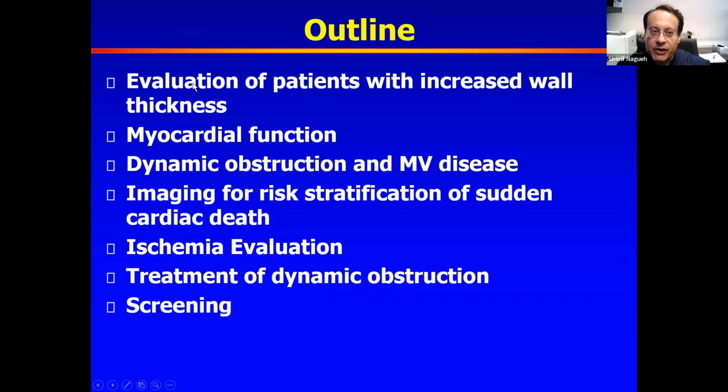The outline of the document and the webinar include a discussion of how to evaluate patients with increased wall thickness, a look at myocardial function, dynamic obstruction and mitral valve disease, imaging for risk stratification of sudden cardiac death, ischemia evaluation, role of imaging in selection of treatment, guiding treatment, and assessing the cardiac response to the treatment of dynamic obstruction, as well as screening.